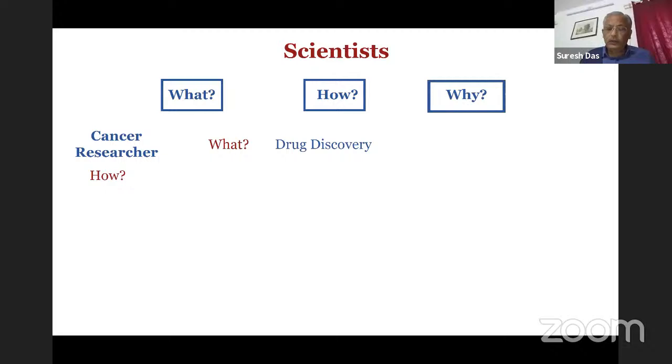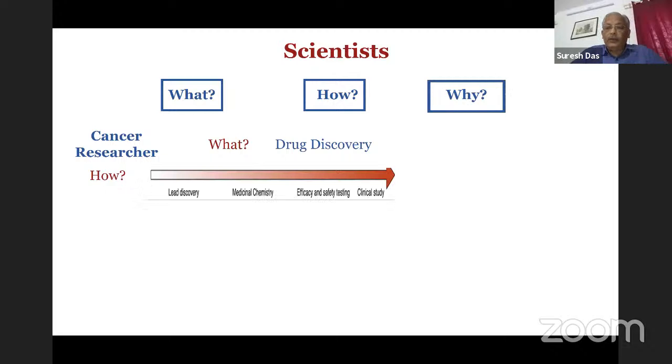How does he do it? We saw several excellent talks, even one today this morning, on developing sensors, or you can think of drug discovery as developing lead discovery molecules. You can do this in silico, you can make chemicals, then you can study their medicinal chemistry, and then you can do the efficacy and safety testing in animals, and finally clinical studies. And if it is successful, you have discovered a drug. So this is how they do it.